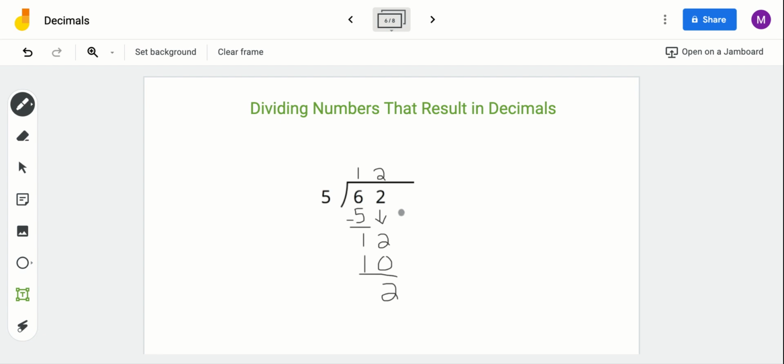Now there's nothing more to bring down. So I'm going to put a decimal point here because I ran out of whole numbers and I'm moving into place value, into decimals now. So I'm going to bring down this 0. And 20 divided by 5, I can get 4 5s out of a 20. So 4 times 5 is 20. And so my answer again is 12 and 4 tenths. I got 12 whole 5s out of there, and then 4 tenths of another 5.